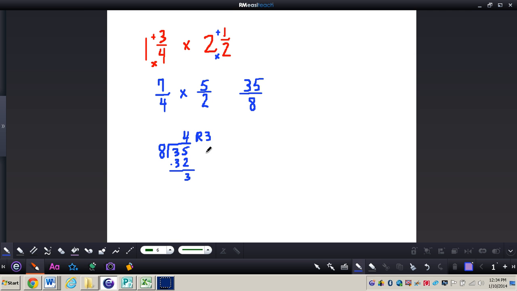Now the thing that we need to figure out is what we do with all these numbers. First of all, your quotient is going to be your whole number for your mixed number. Your remainder, the R in remainder, I always say goes for right on top of that fraction. And then the denominator stays the same. So we have 4 and 3/8. So 1 and 3/4 times 2 and 1/2 equals 4 and 3/8.